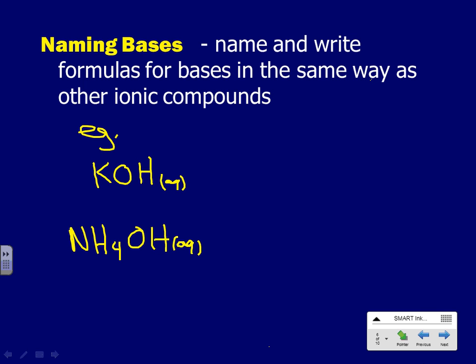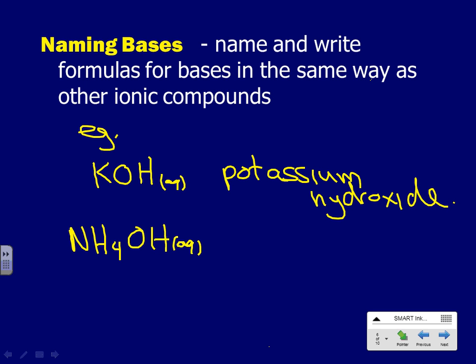What's my first one here called, Marissa? Potassium hydroxide, right? It's a potassium with a hydroxide. Potassium hydroxide. And what's my second one called? Yeah, ammonium hydroxide. Ammonium hydroxide. Common in your houses as well. If you've got a glass cleaner like Windex, its active ingredient is ammonium hydroxide.